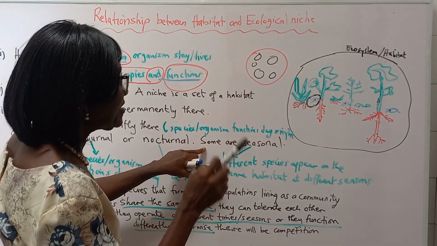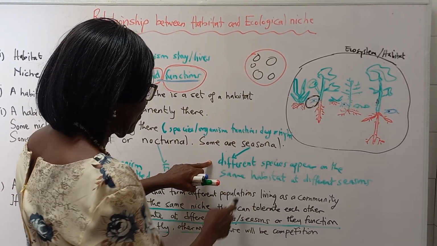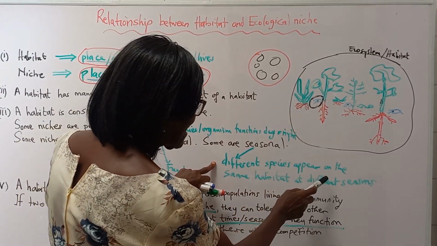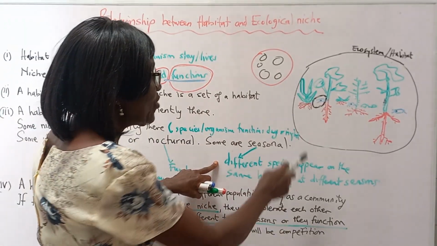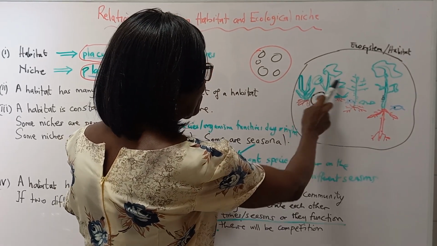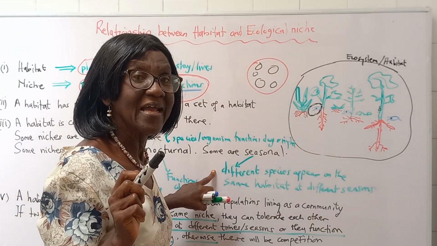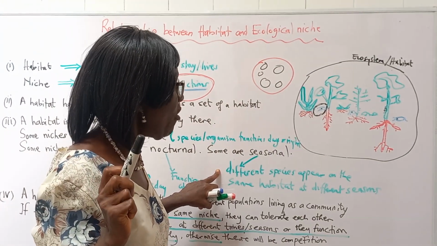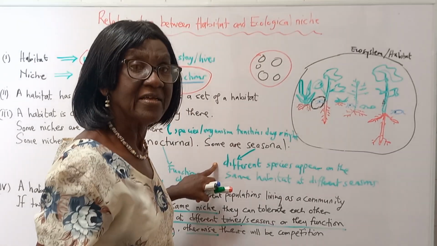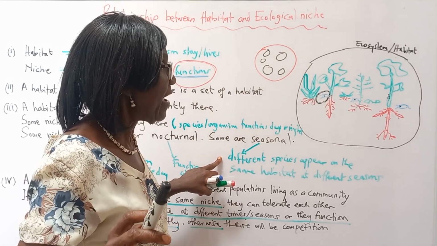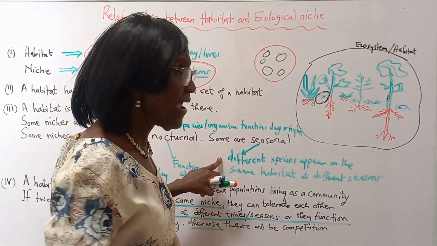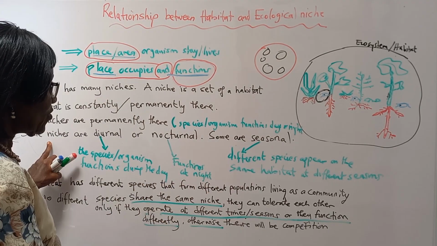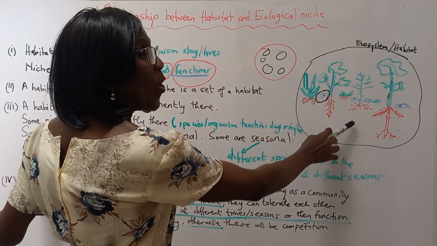And then some niches are also seasonal. It means that different species appear in the same habitat at different seasons. So in this habitat, you can have these plants here. When the weather is dry, these plants cannot survive, so it's off. When the weather is dry, some mosses will not be there, mushrooms will not be there, all right? So some niches are seasonal, whereas the habitat is always there.